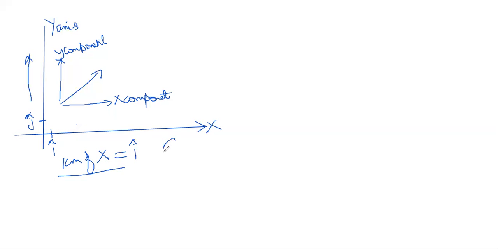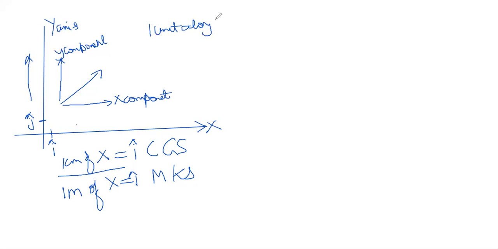If you are dealing in the CGS system, okay, and if you are in the MKS system, what is that? One i cap is equal to 1 meter. 1 meter will be 1 unit. Is it understood? Simply, it is 1 unit. Units and dimensions we already did. So 1 meter on x is i cap if you are dealing in the MKS system. We already know units. So basically, the definition: 1 unit along the x-axis.